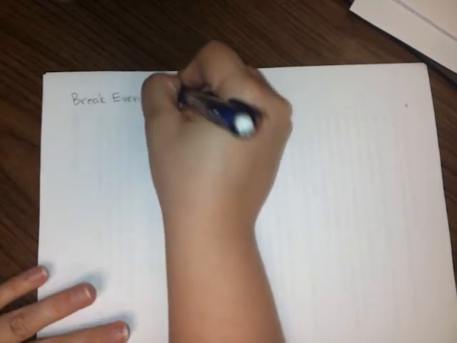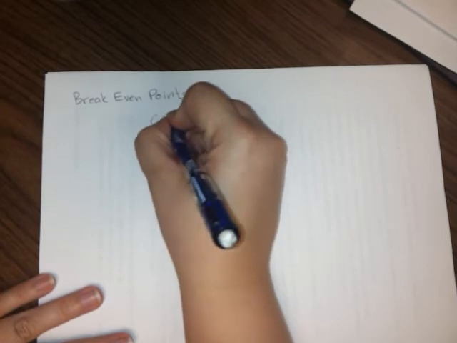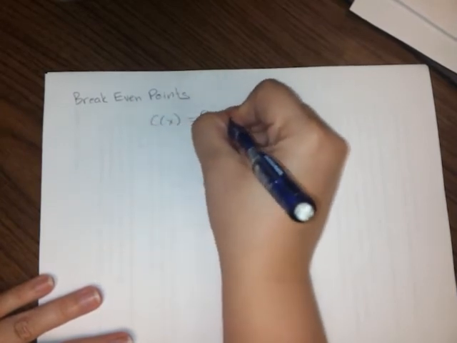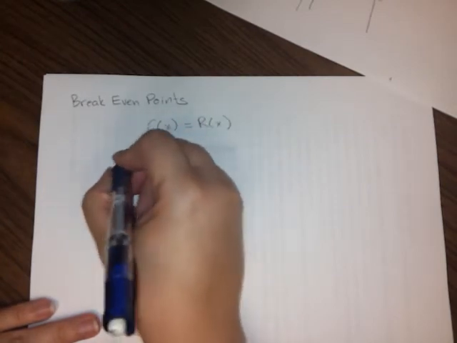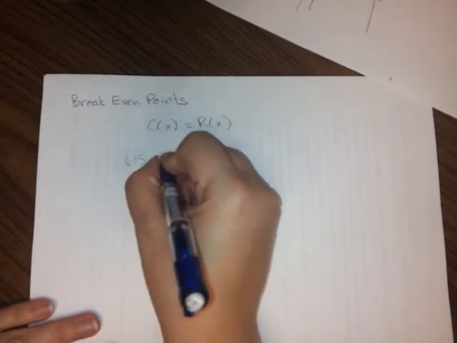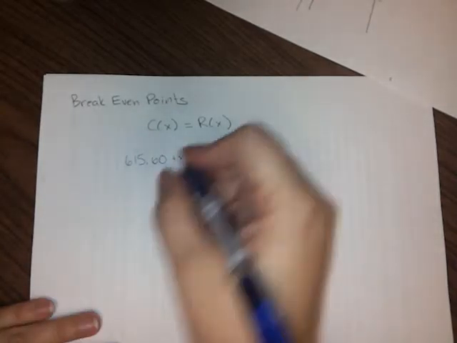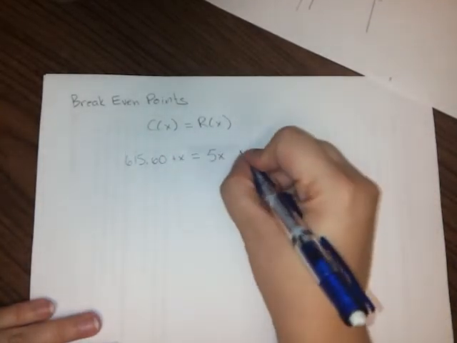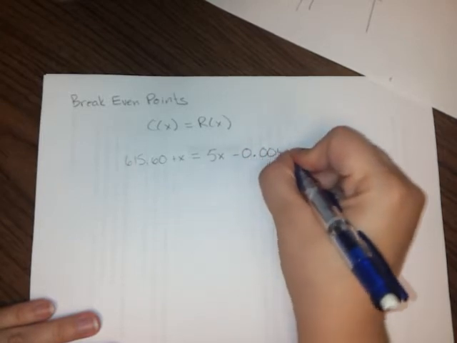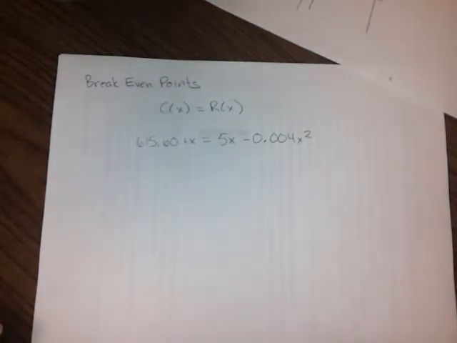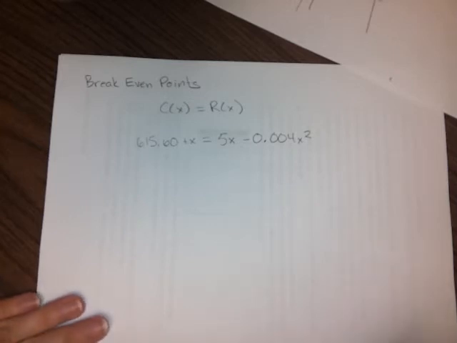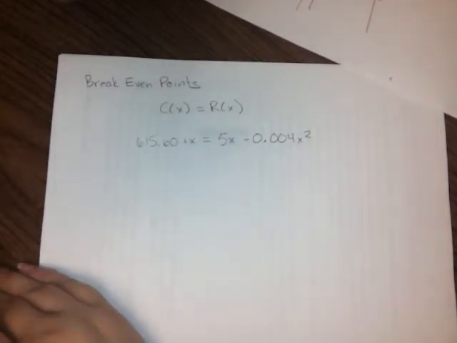All right, we're going to have to set C of x equal to R of x and solve for x. So we had our cost function and our revenue function. Those were, let's see, C of x was 615.60 plus x, and our revenue function was 5x minus 0.004 x squared. And so I know we're going to have to use a quadratic formula because this is not going to factor. I mean, we've got too many decimals floating around. It's not pretty. So let's rewrite this in a way that we can use the quadratic formula on it.